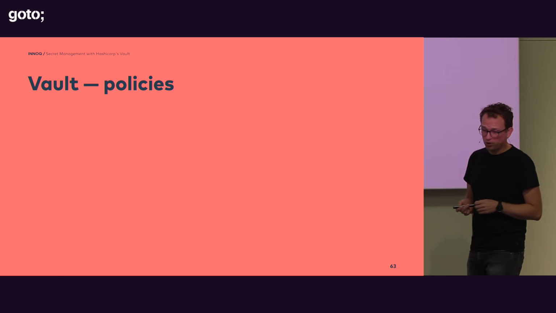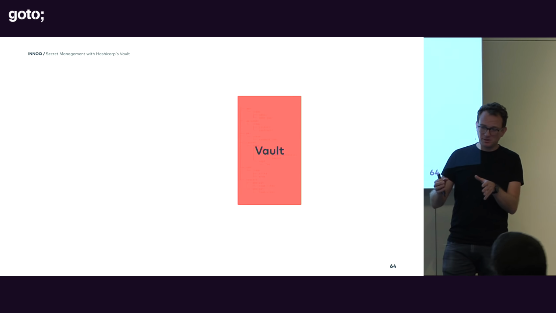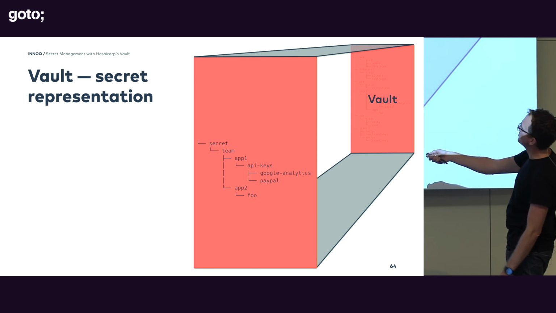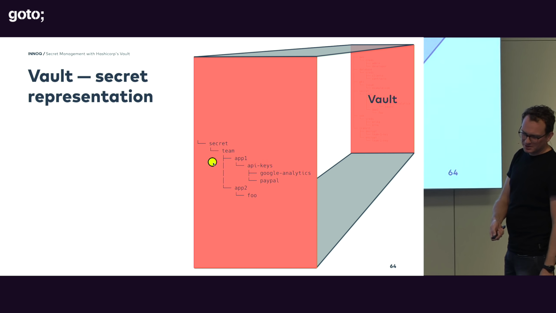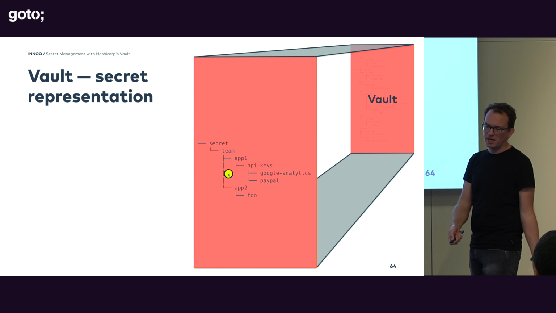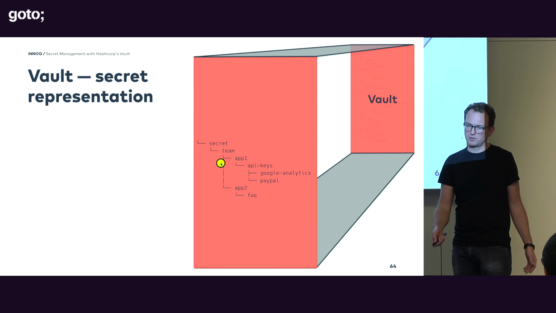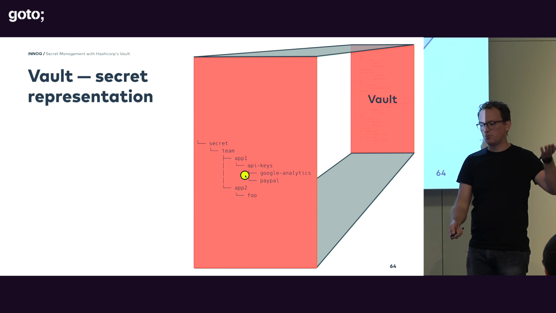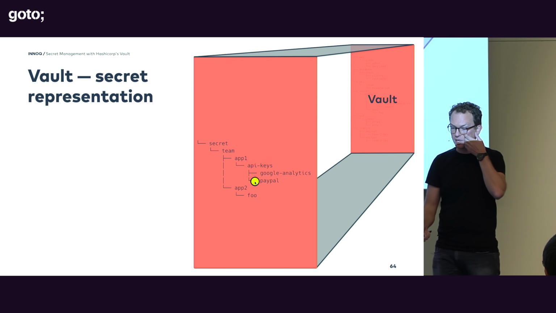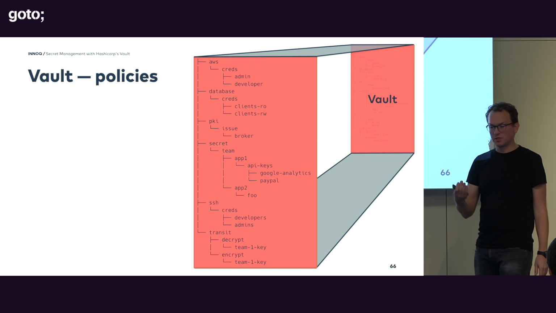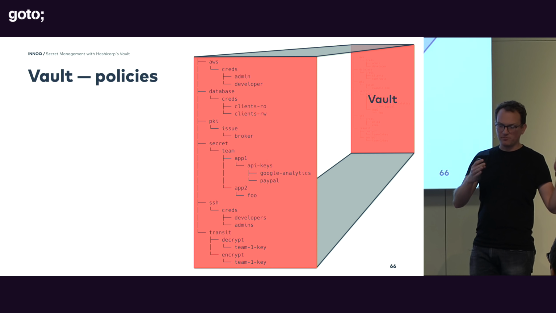So, a quick look at policies, and for that we have to know that Vault organizes secrets like a file tree. And for static secrets, like let's say API keys, that's very straightforward because this is static stuff. So you have some organization here: team, app1, API keys, Google Analytics, and PayPal API keys, for example. But this is the case to the outside for everything. That's why, if you remember some Vault commands earlier, it always looked like a file path.